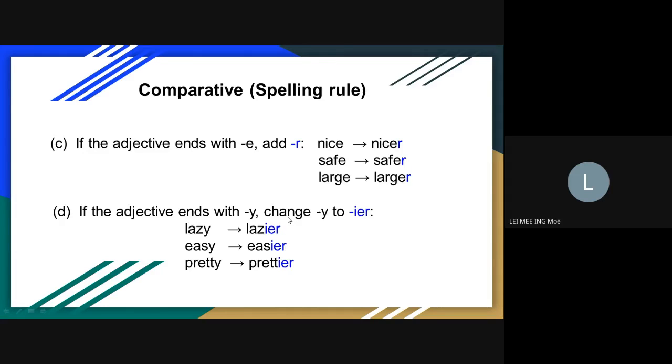For example, lazy. The last letter here is a Y. So we drop the Y, we plus IER. Lazy, lazier. Easy. The last letter here, Y, you drop the Y, you change it into IER. Easy, easier. Pretty. You drop the Y, you plus IER. Pretty, prettier.